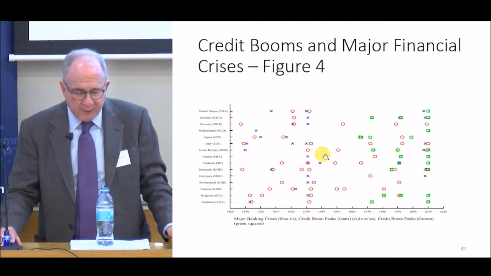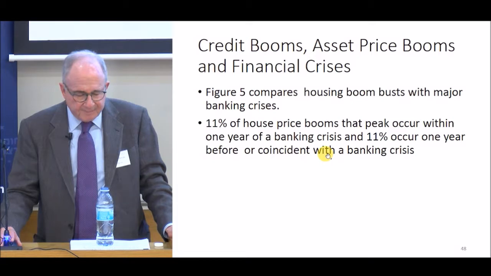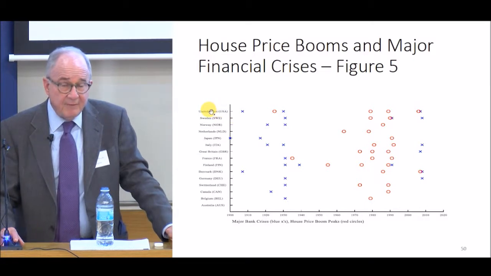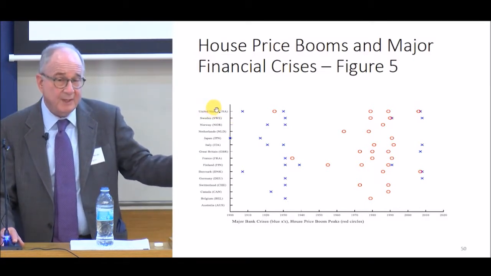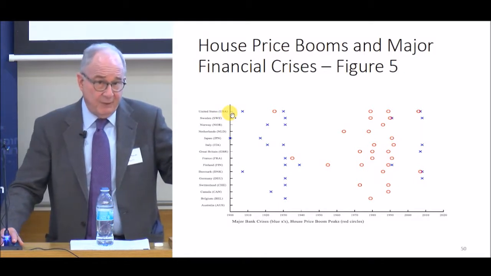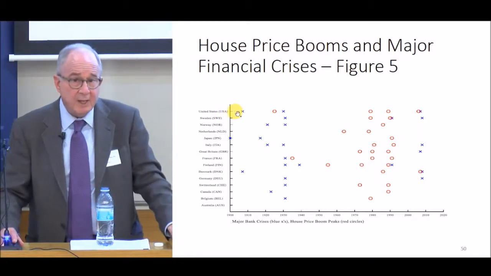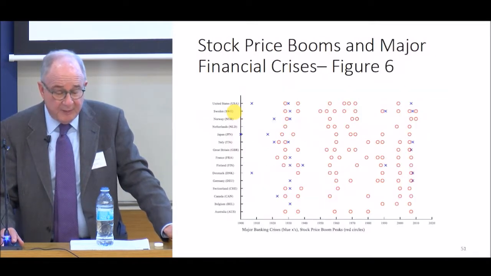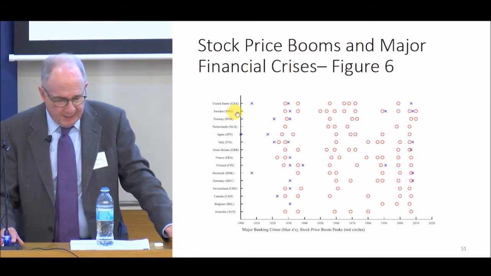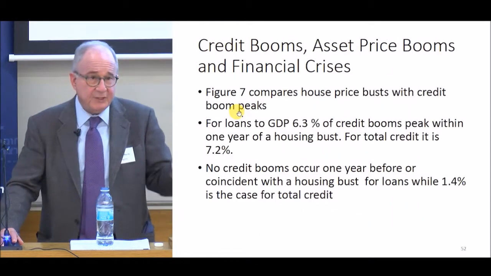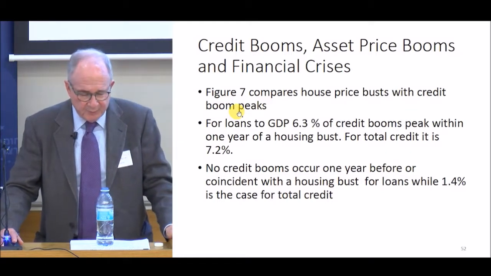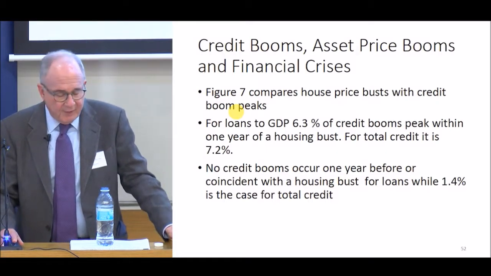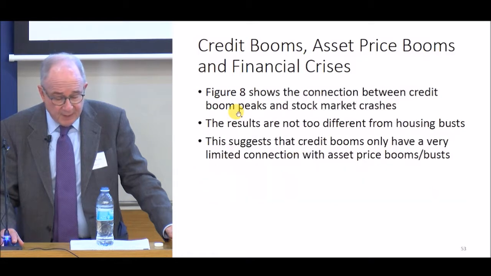The next one is to look at the relationship between housing booms and major financial crises. And we find that there's a relationship, but it's not that great. There's more of a relationship there, and we've all been talking recently about housing price booms. We did the same thing for stock price booms, and there's less of a relationship. Then finally we look at the relationship between credit booms and asset price booms. Again, you find there's some relationship with housing, but not much with stock markets.